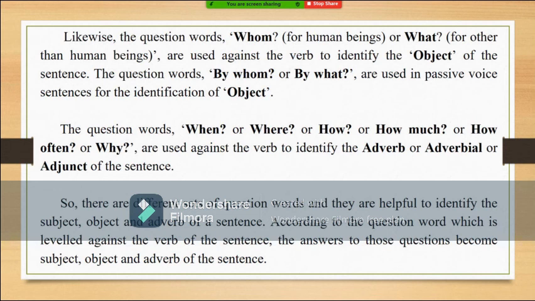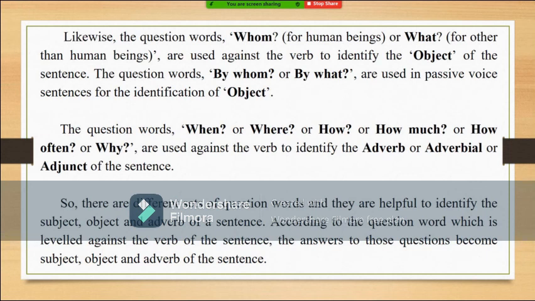So, there are different sets of question words and they help us to identify subject, object and adverb. According to the question word, the answer becomes different parts of a sentence. Likewise, the question words whom for human beings or what for other than human beings are used against the verb to identify the object of the sentence. The question words by whom or by what are used in passive voice sentences for the identification of the object. The question words when, where, how or how much or how often or why are used against the verb to identify the adverb or adverbial or adjunct of the sentence.